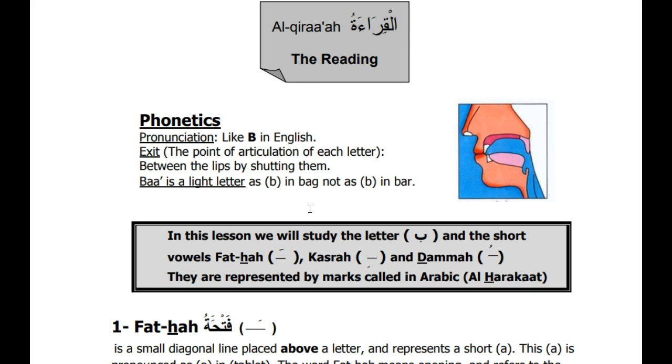Ba is a light letter, as I mentioned earlier, as in bag, but not as in bar. This is very interesting because the letter in bar sounds more like Spanish ba, that is like a perfect example. Bag is more light, isn't it? The word is lighter. So it's like ba, like when you're saying bag. Now you would say, yeah, this is very simple. Why do they stress so much on it?